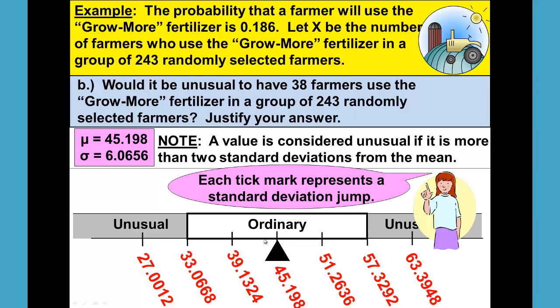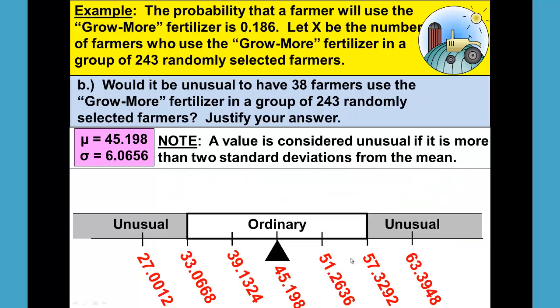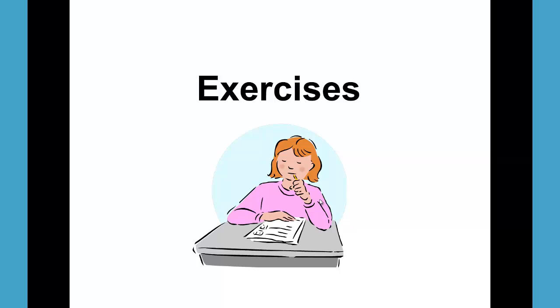Each tick mark represents a standard deviation jump. So 2 tick marks down and 2 tick marks up, that represents our ordinary range, and outside of that represents our unusual range. Where does 38 farmers fall? It falls slightly more than 1 standard deviation below the mean, but it is well within our ordinary range. Therefore, this is an ordinary value. Here are some exercises for you to try.